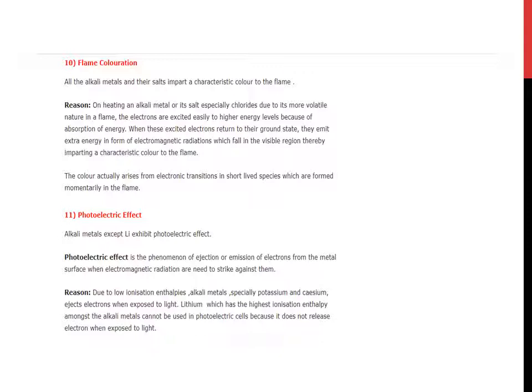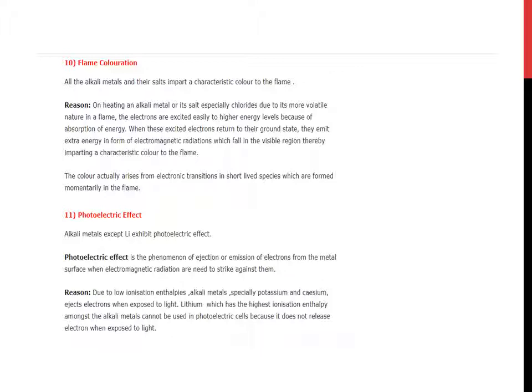Photoelectric effect. Alkali metals except lithium show the photoelectric effect. Due to low ionization enthalpies, alkali metals, especially potassium and cesium, eject electrons when exposed to light. Lithium, which has the highest ionization enthalpy amongst the alkali metals, cannot be used in photoelectric cells because it does not release electrons when exposed to light.